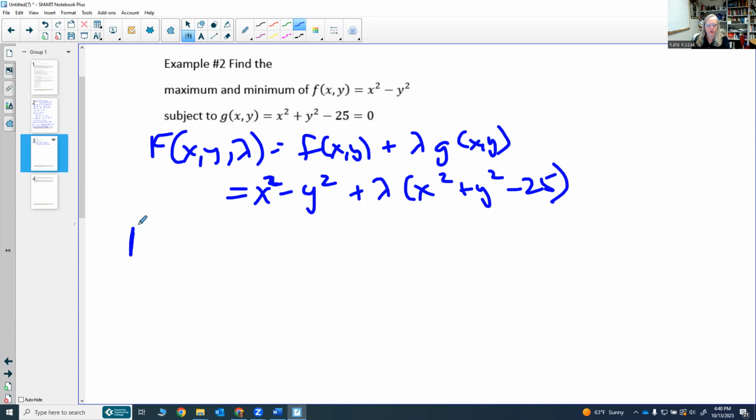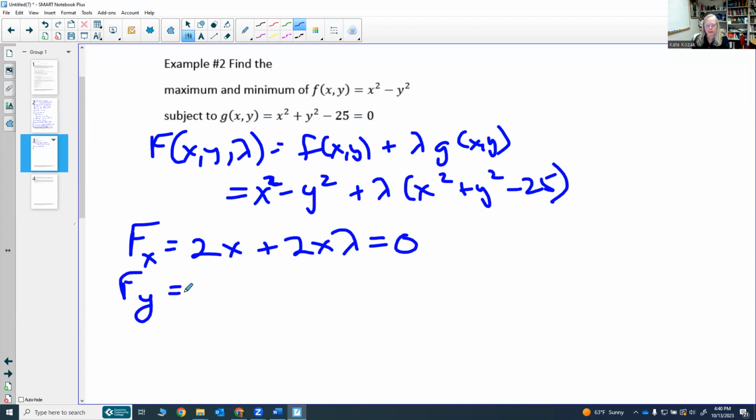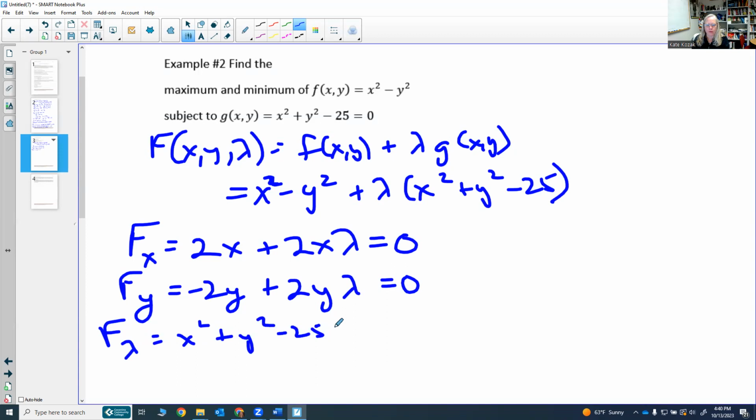So the partial derivative of capital F with respect to x is 2x plus 2x lambda equals 0. The partial derivative of capital F with respect to y is minus 2y plus 2y lambda equal to 0. And the partial derivative of capital F with respect to lambda is x squared plus y squared minus 25 equals 0.